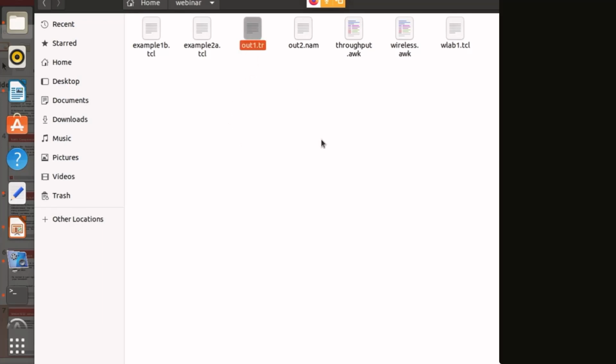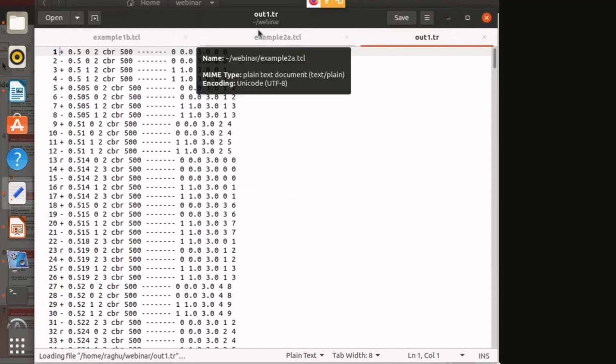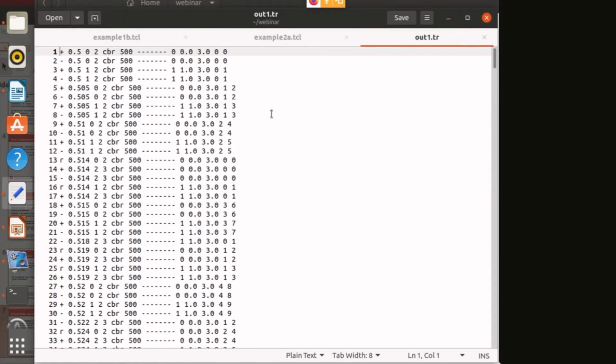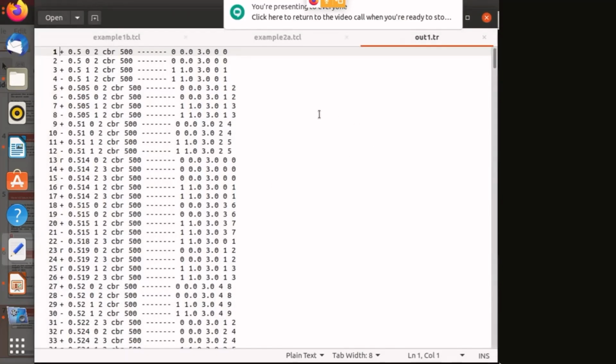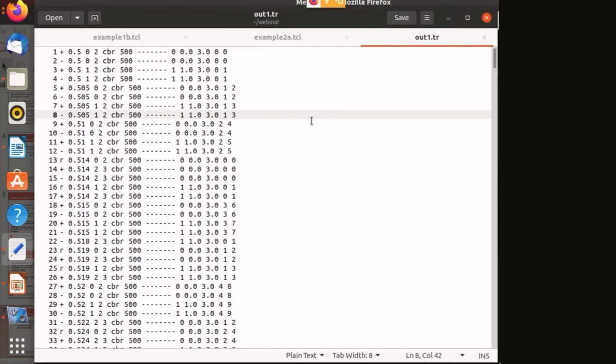out1.tr is generated, as you can see on my screen. Out1.tr is generated. If you double click on it, a file will open. Everybody try to open it. Everybody can see the trace file in their folders. I think all of you can see. Yes. Okay.